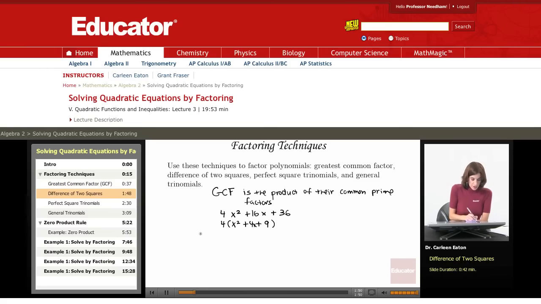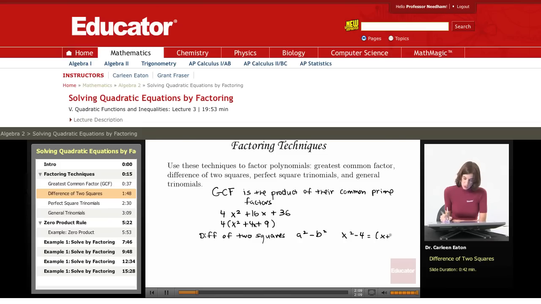Recall the difference of two squares. You'll recognize this because it's going to be in the form a squared minus b squared. So an example would be x squared minus 4, and that is equal to x plus 2 times x minus 2. So this is the difference of two squares. Here's the plus and the minus. And so when you're factoring, if you recognize this, you can quickly factor it as the difference of two squares, knowing that it fits into this formula, a squared minus b squared.